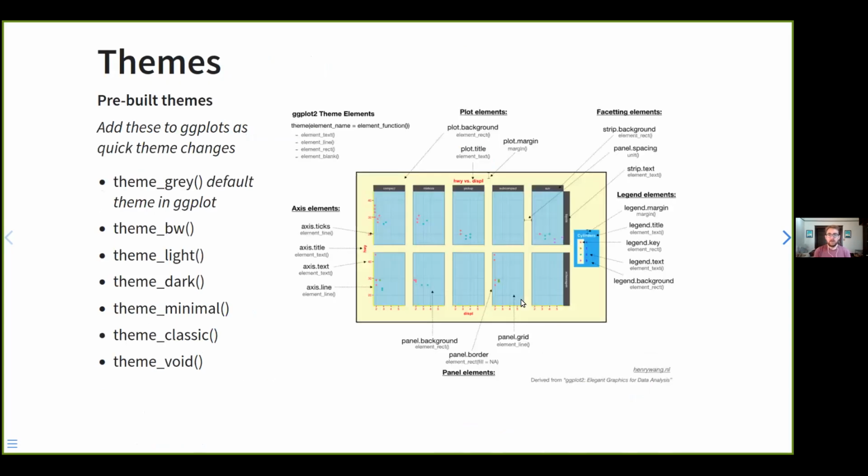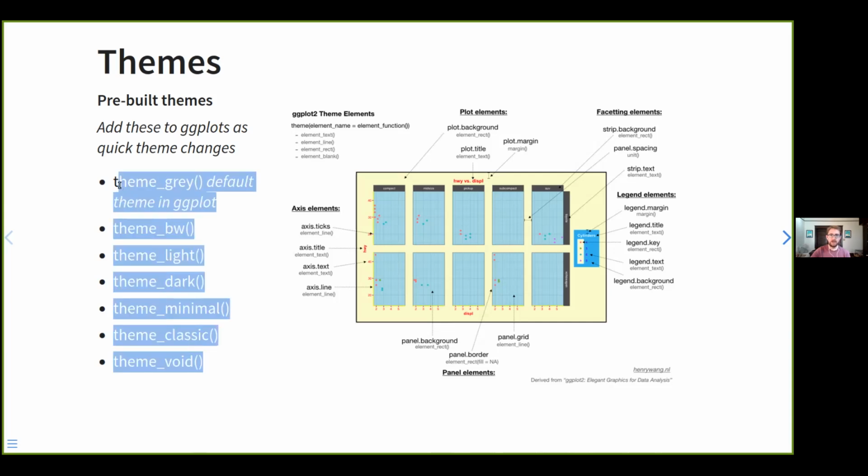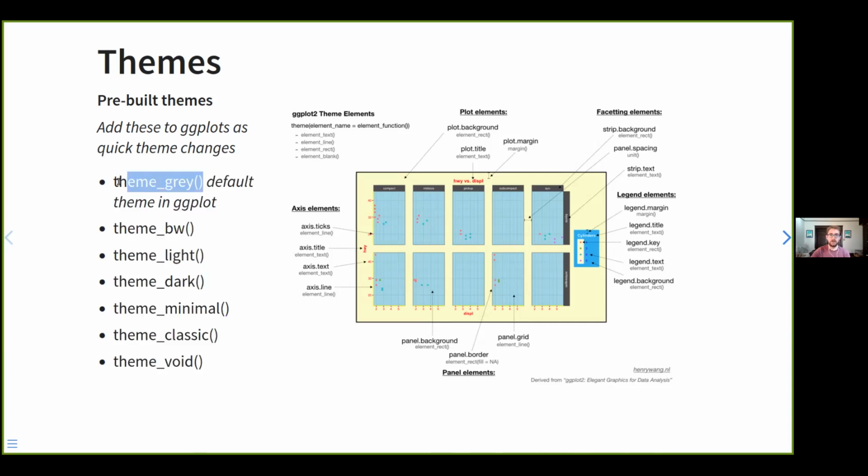Themes. So this is a little bit more detail about the themes. As I kind of said, it can get extremely complicated. You don't need to know all of it right now to start. You can use these preset, pre-built themes. Here's a list of them. Theme gray is the default, and that's what you get without changing anything.